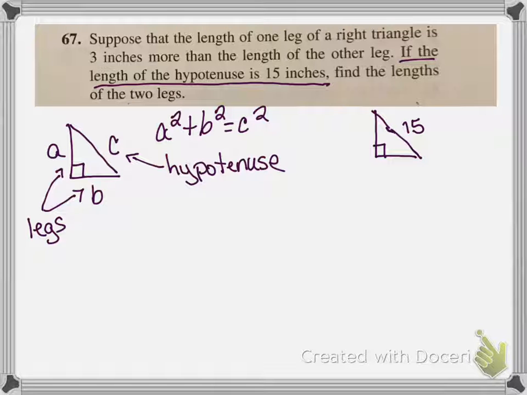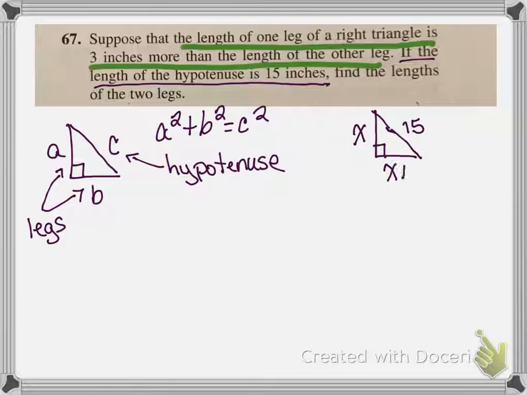Now I'm going to look at the length of one leg is 3 inches more than the length of the other. So if I make this leg X, what is the length of the other leg? X plus 3. Great job. Okay? X plus 3.